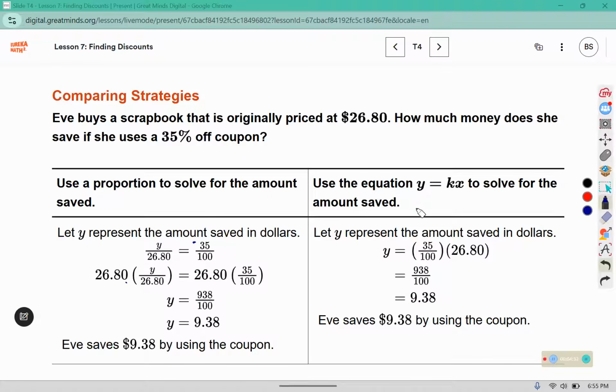To solve using the equation, 35 over 100 would be that decimal, 0.35. And when we multiply by the whole, or the original, we also get $9.38.